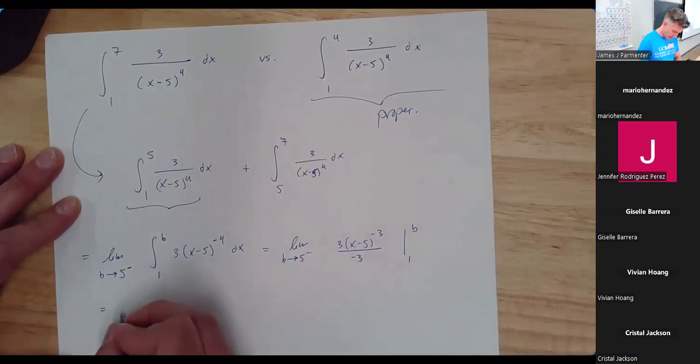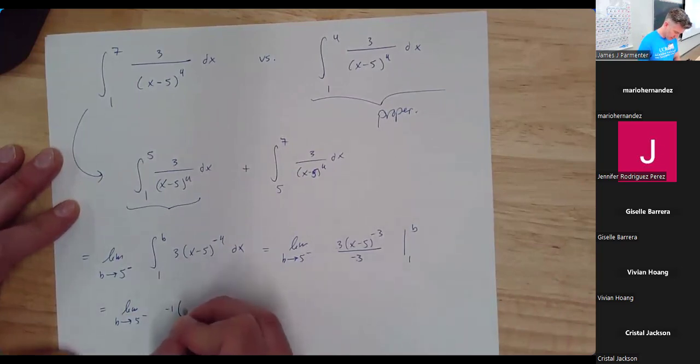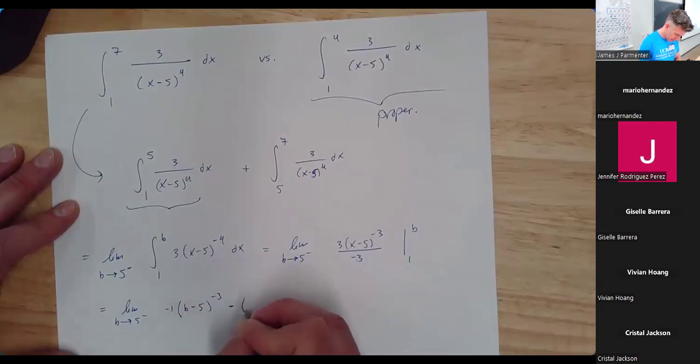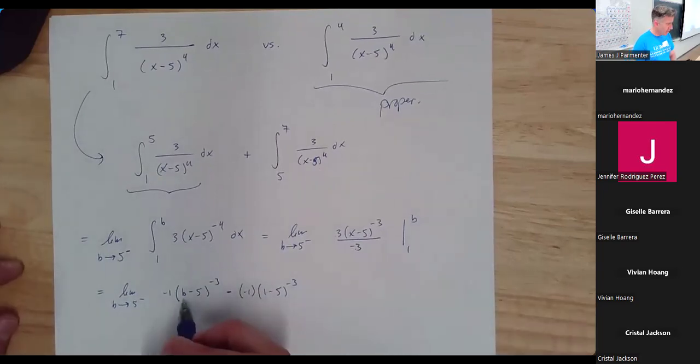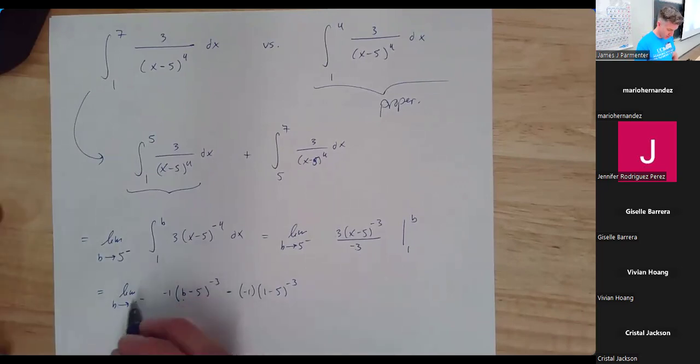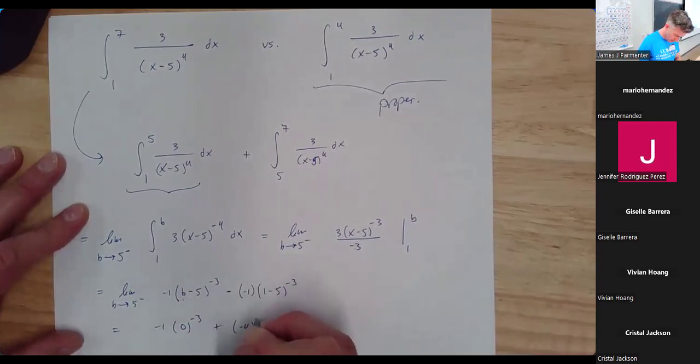Simplifying just a little bit, this is the limit as b approaches 5 from the left. 3 over negative 3 is negative 1, so we have negative 1 times (b minus 5) to the negative third, minus negative 1 times (1 minus 5) to the negative third. And here's where you have to be extra careful. If you just plug in 5, you might accidentally convince yourself that you had 0. But we don't. If you plug in 5, you get negative 1 times 0 to the negative third, plus, it doesn't really matter over here, negative 4 to the negative third. But this here is undefined.